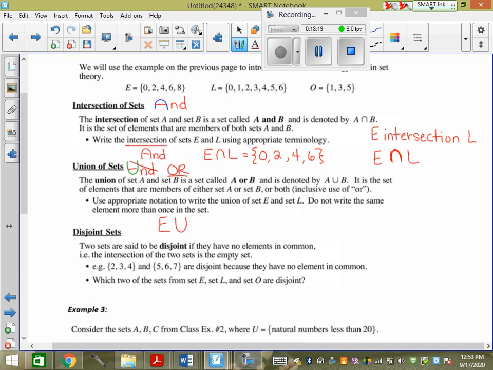So I want E union L. So what's in A or L? Nothing, because there's no A. What's in E or L? 0. Do I write it twice? Nope, count it once. Even if it's in both, I still count it once. So 0, then what? 1, 2, 3, 4, 5, 6, 7, not true. 8. Oh, I can put the red one.